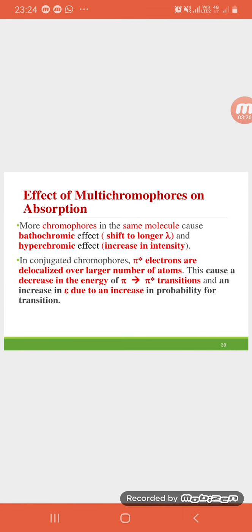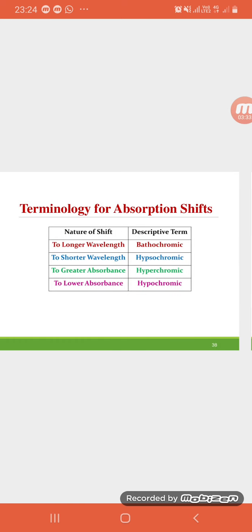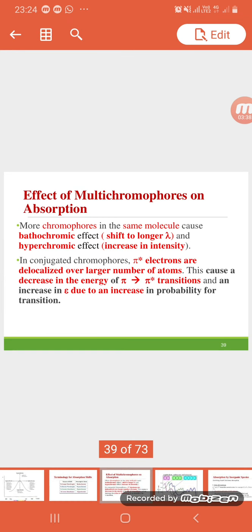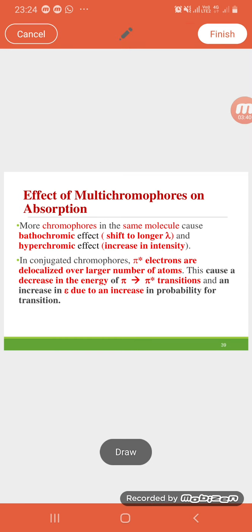Okay, these terminologies. Okay, let's say the effect of multichromophores on the absorption. The effect of more than one unsaturated bond, such as when there are two pi bonds in the molecule, will cause bathochromic and hyperchromic effects. It will shift to longer wavelength, red shift, and the peak will increase in intensity. The absorbance will increase.